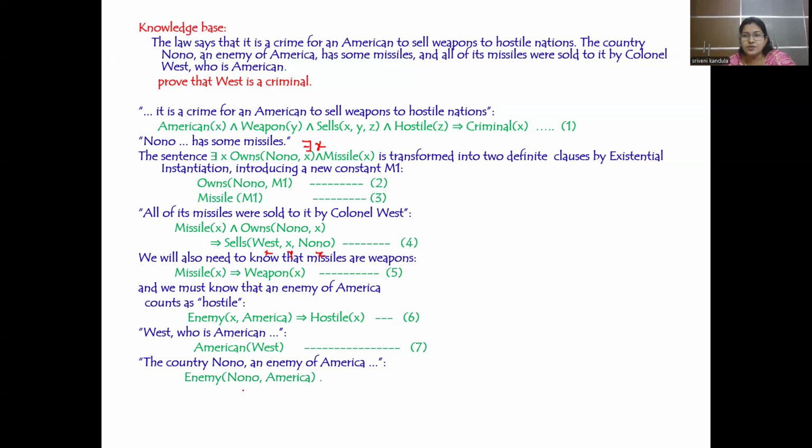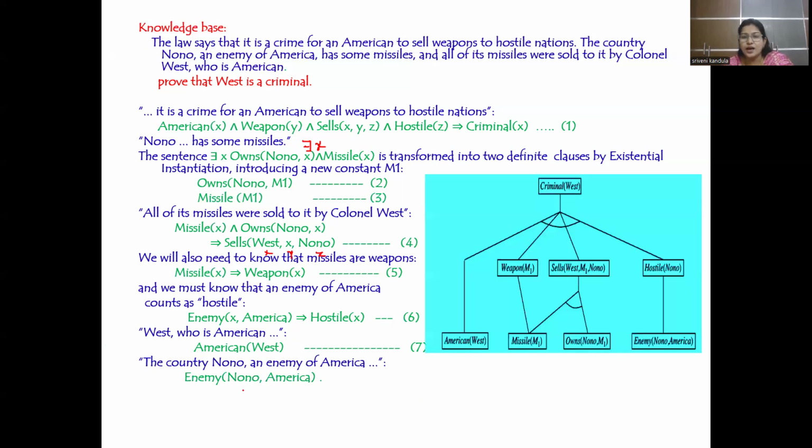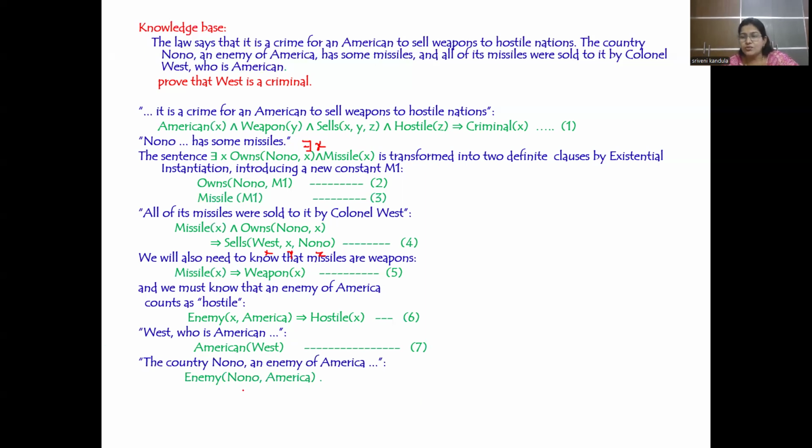So these are the first order definite clauses that we have in our knowledge base. Now from this, how to apply the first order chaining, let's see. First of all, what we should do, we should start with the goal. What is the goal? This is the goal. We have to prove that West is a criminal.